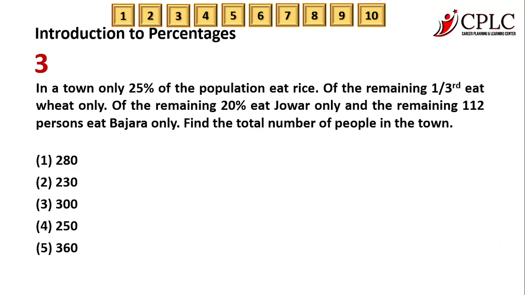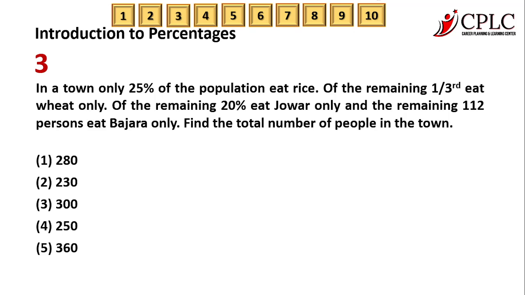Question number 3. In a town, only 25% of the population eat rice. Of the remaining one third are eating wheat only. Of the remaining 20% are eating jawar only. And the remaining 112 people are eating bajra only. Find the total number of people in the town is what they are saying.